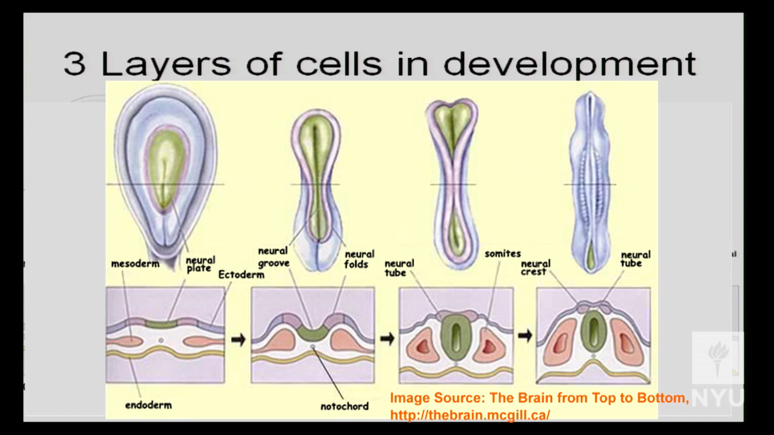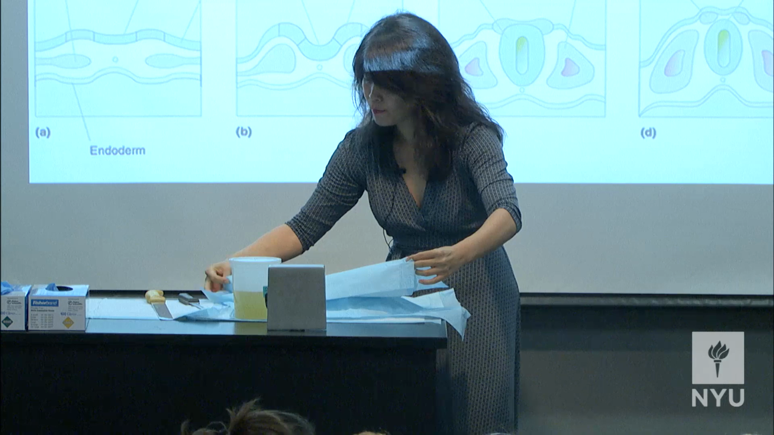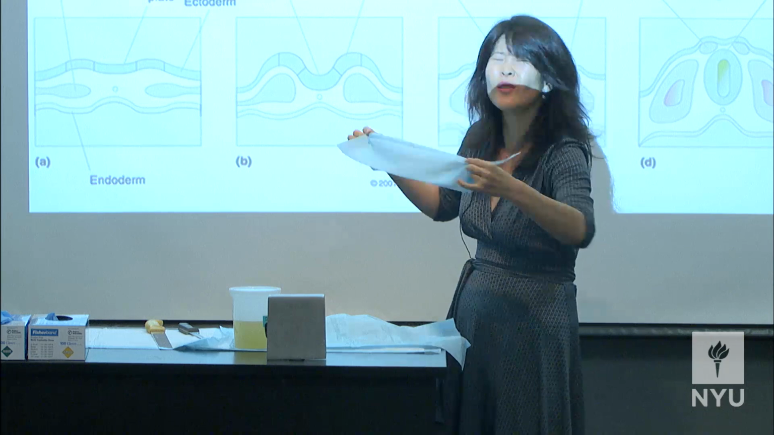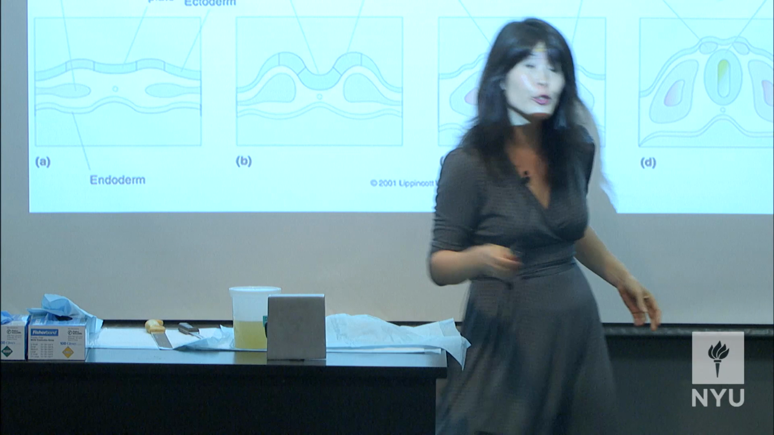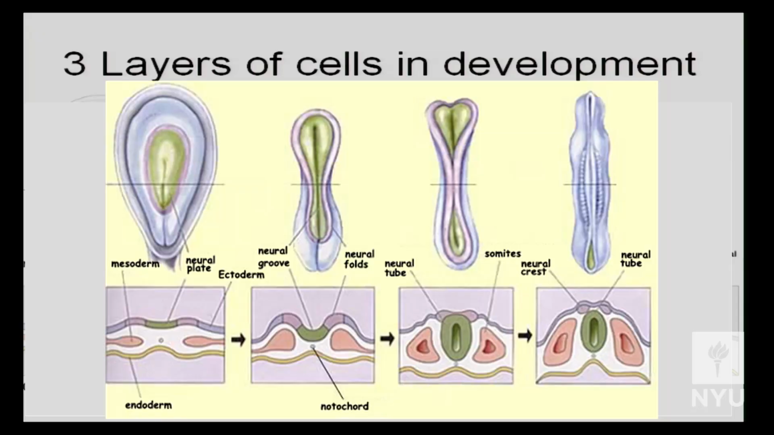This is a sheet. Let's do it right here. And what happens is two parts of the sheet come up and pinch together right here to form a tube, the neural tube. So the entire nervous system develops from a tube of structure, where the walls are made up of that outside layer, the ectoderm, and the inside is just empty. We're going to see what that inside turns into at the end of the lecture.